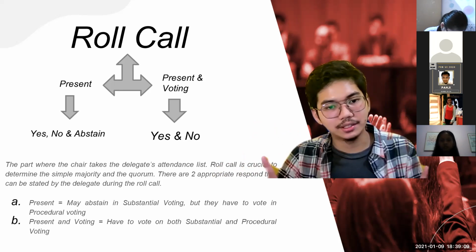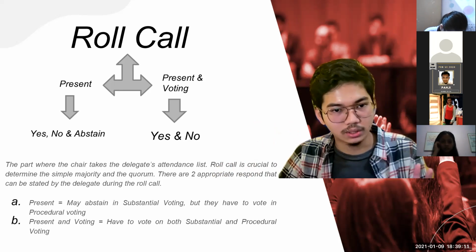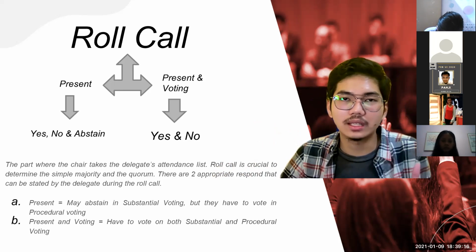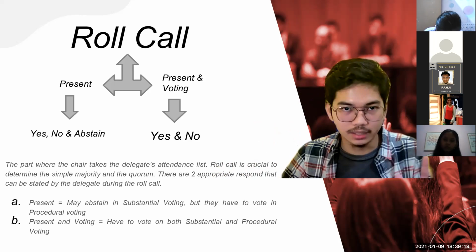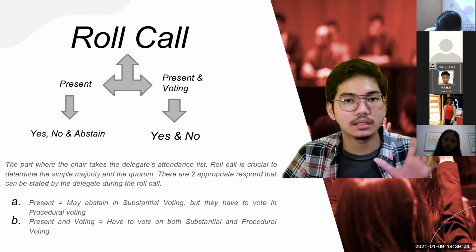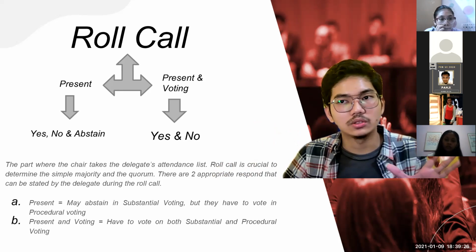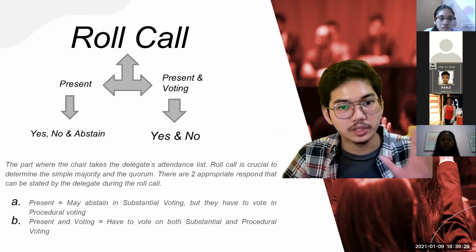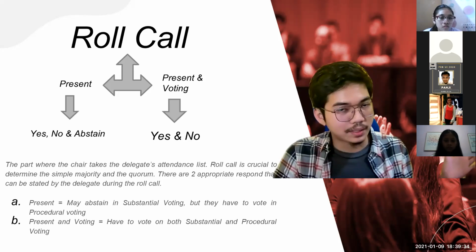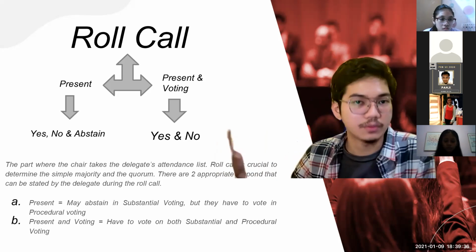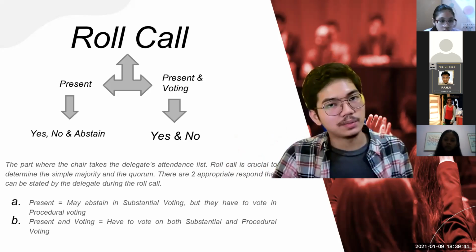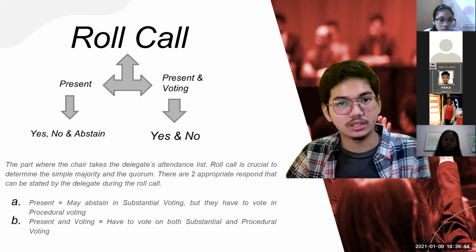So this is the part where the chair takes the delegates' attendance list. Roll call. Are you present or are you present and voting? But roll call will not commence only one time. There will be another roll call during the voting procedures, making sure that the chairs can understand and be well informed whether you are present or present and voting. Because a country can be present at the beginning, but then decide to be present and voting at the end. So there will be a lot of roll calls, but it is going to be at the chair's discretion as to whether a roll call is necessary.